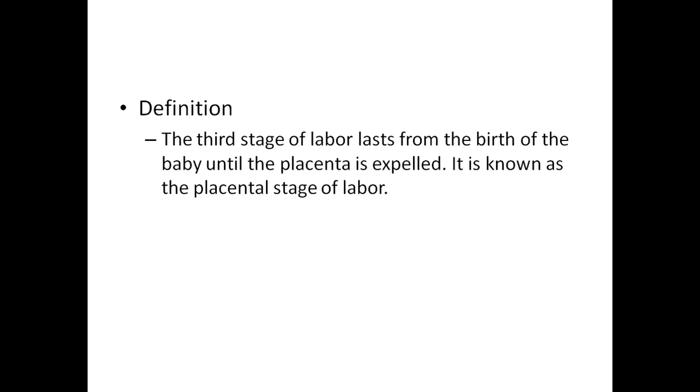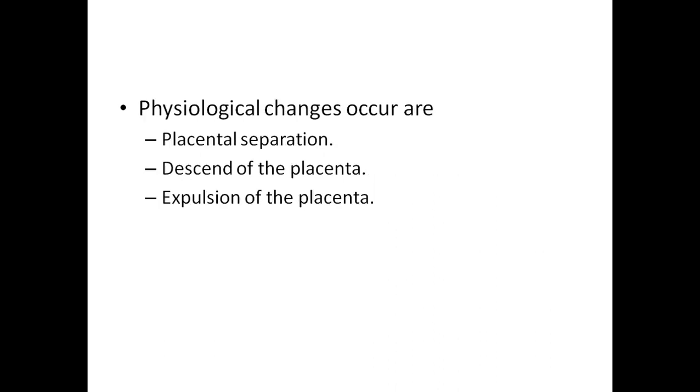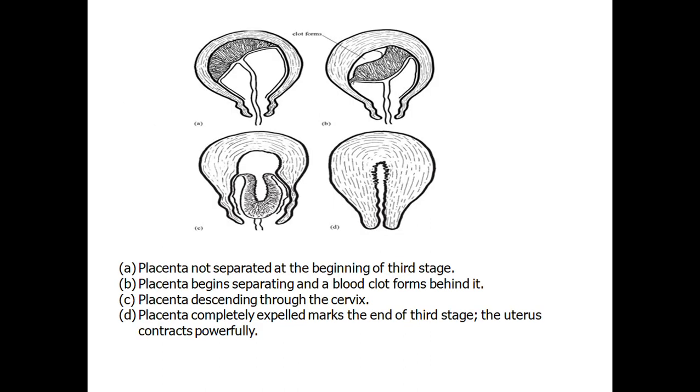The third stage of labor is defined as lasting from the birth of the baby until the placenta is expelled. It is also known as the placental stage of labor. The physiological changes which take place during the third stage of labor include placental separation, descent of the placenta, and expulsion of the placenta.